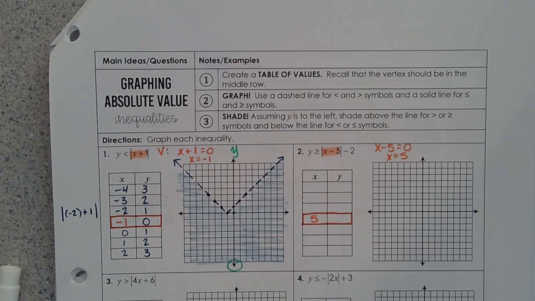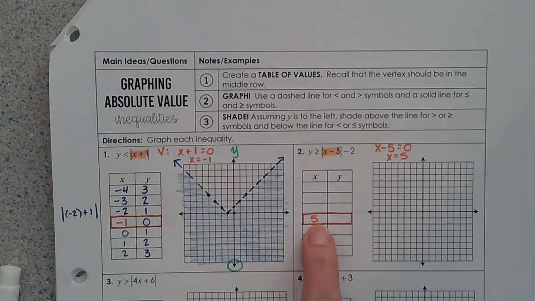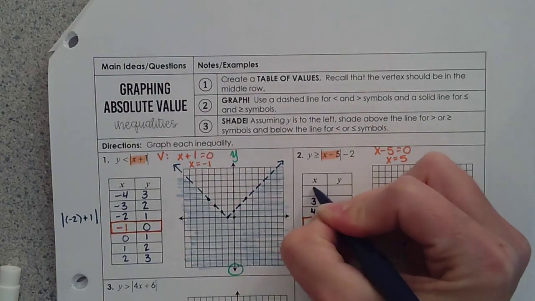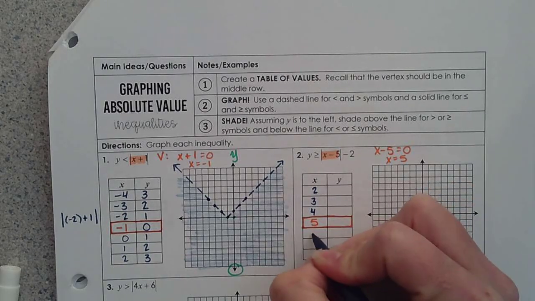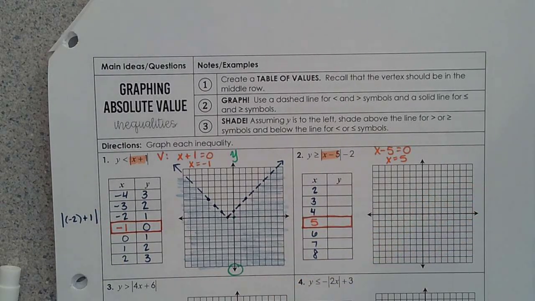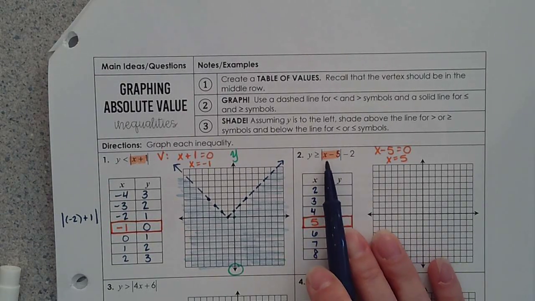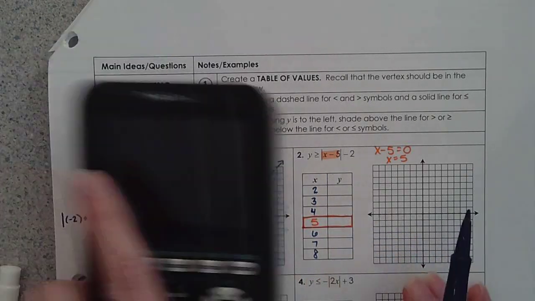All right. So I've got 5 in the middle of my table because that's my vertex point. Now I'm going to want some points on each side of that. So I'm going to go 5, 4, 3, 2, and 5, 6, 7, 8. I just count in each direction. And now I'm going to put each of these x values in for x in my equation, and I'm going to calculate it to get my output.